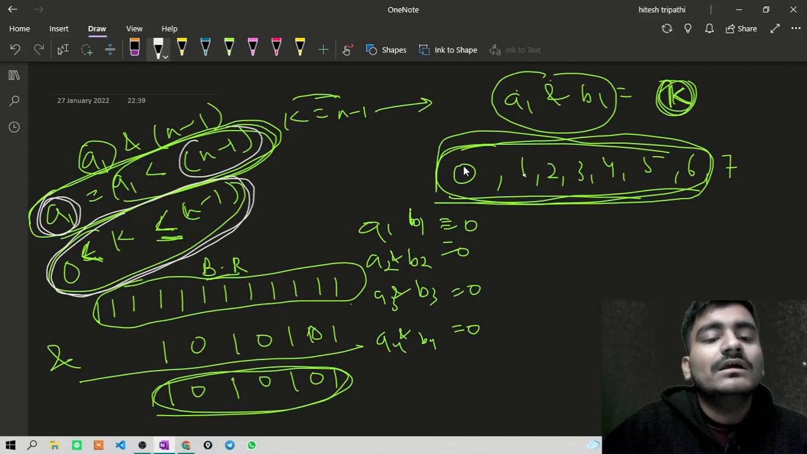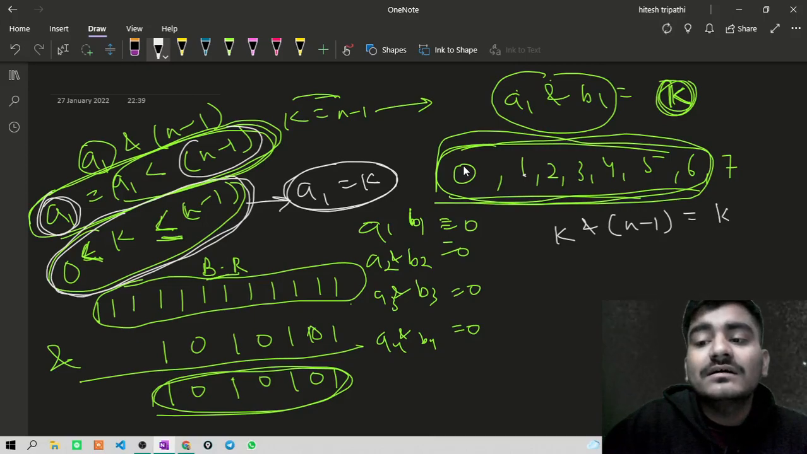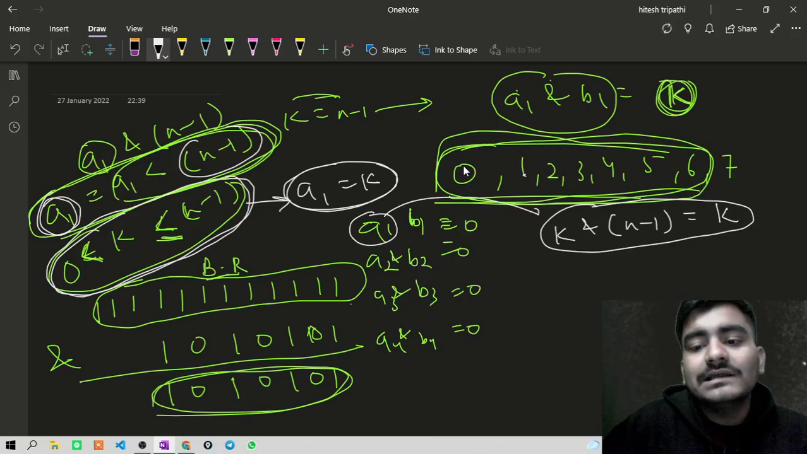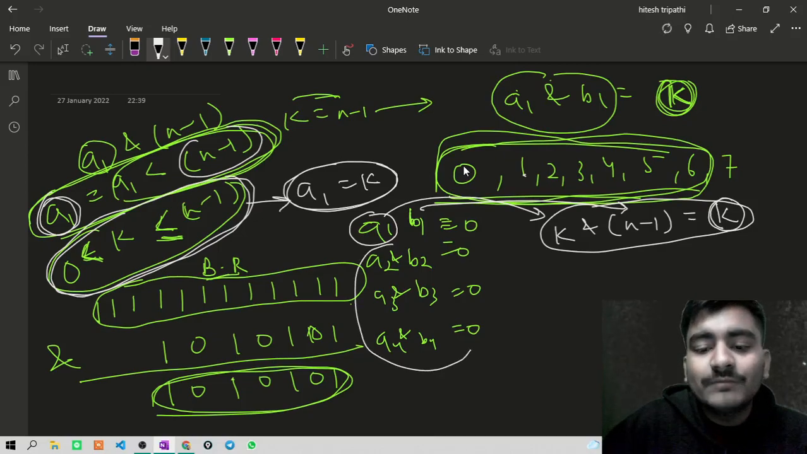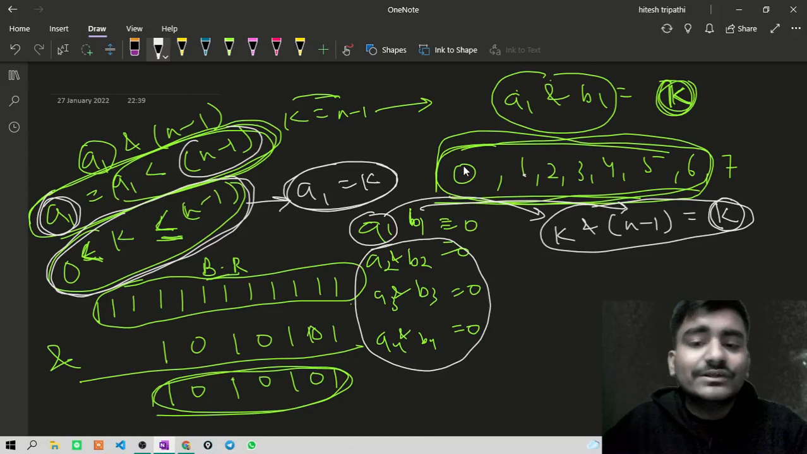Okay, if I simply say that a1 is equal to k, then you can simply do k AND n minus 1 and you will simply get k as the bitwise AND. Okay, so if I say that a1 is equal to k and b1 is equal to n minus 1, then I already get the required sum. Now what I have to simply do is make the sum of all the remaining elements 0, and that thing I already know.